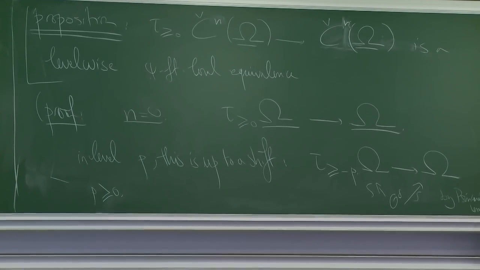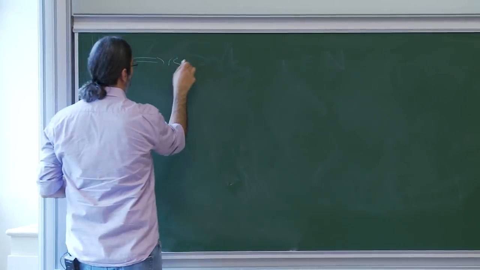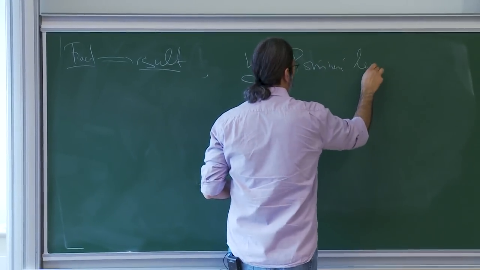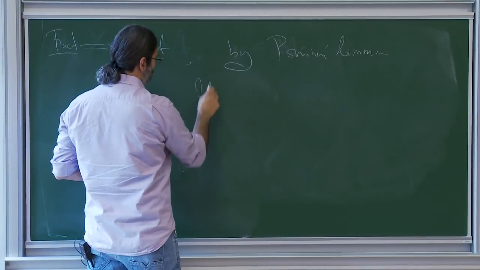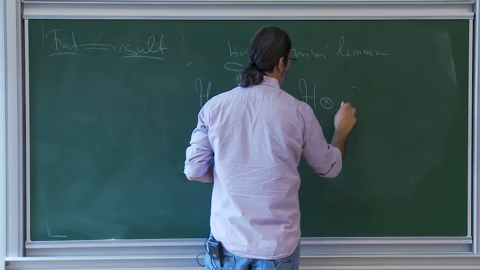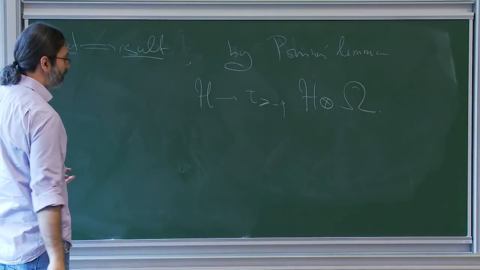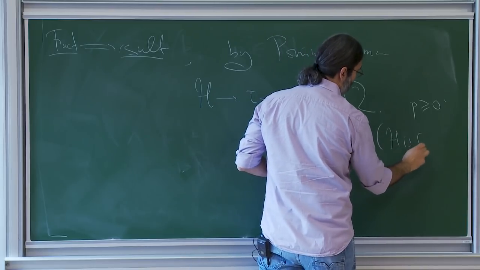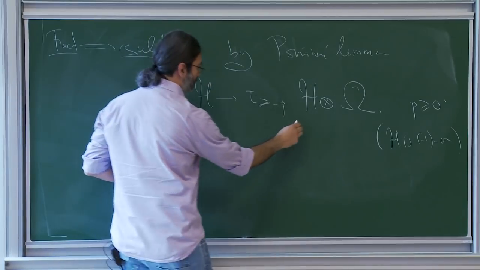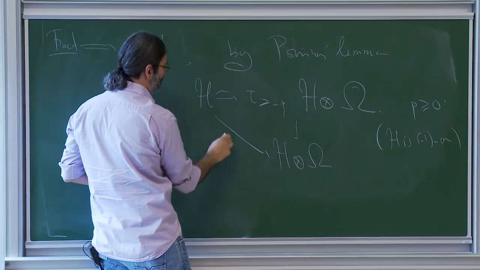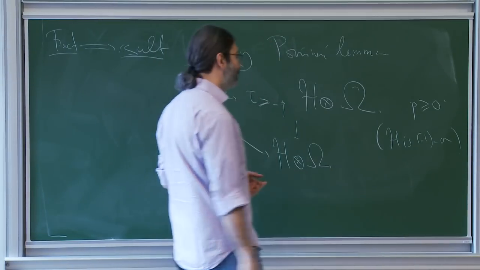Right, so if we know this, then the fact implies the result, again by the Poincaré lemma. So the point here is that H also goes to the truncation of H tensor omega because H is minus one connected. Okay, for p positive. So this is because H is minus one connected, and therefore this is what we have in level p, and these guys are equivalences because of the Poincaré lemma.